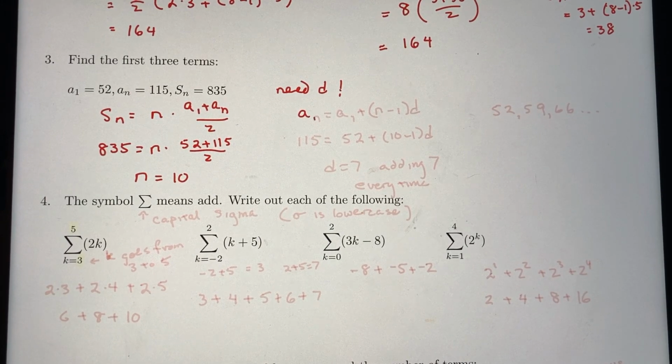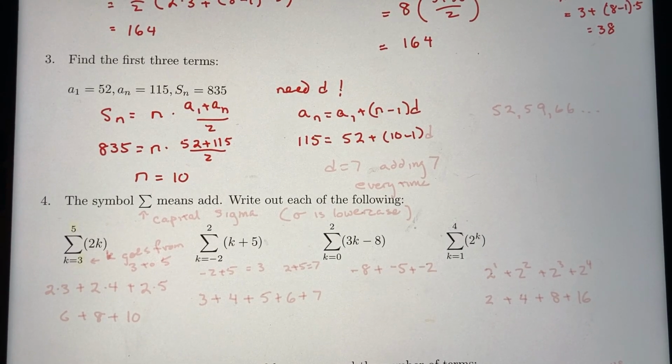Okay. I'm going to keep writing the formula down so that you start to memorize it a little better. Okay, subtract out 52, divide by 9, D is 7. So we're adding 7 every time. All right. 59 plus 7. Asked for the first 3 terms, voila.